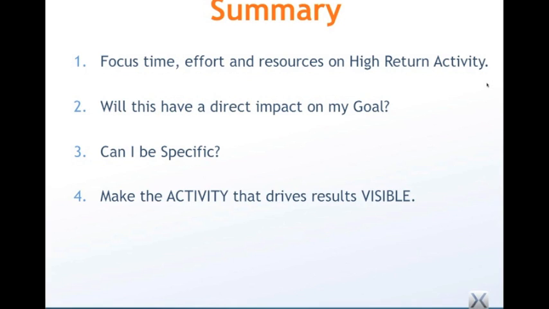You have to choose those things that are going to have a direct impact on the goal, and if possible, be as specific as you can. I think it would be fair to say that in the organizations we've worked with, not only do they get better at identifying high return activity, but they get better at being very, very specific about what they're focused on. And the last thing is that you have to have some visibility on the activity. If you don't, it is very hard to change direction, to cause change to happen, and to influence the ultimate goal or objective.